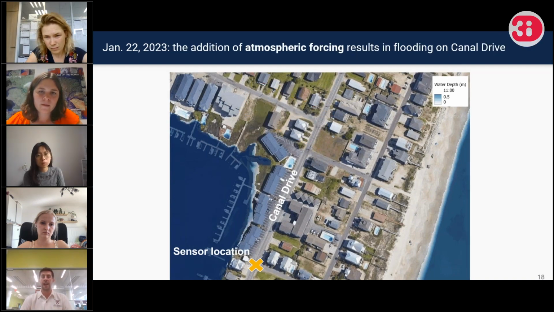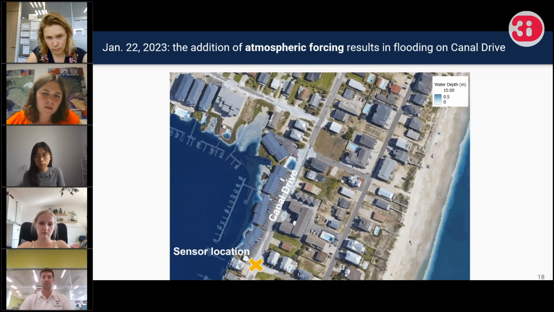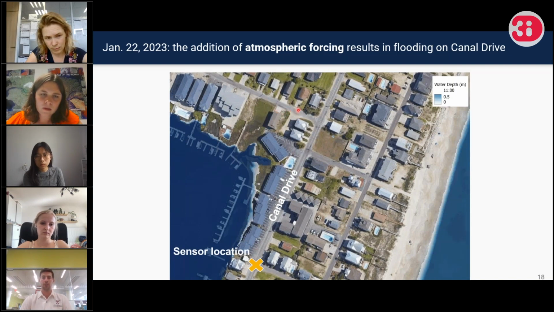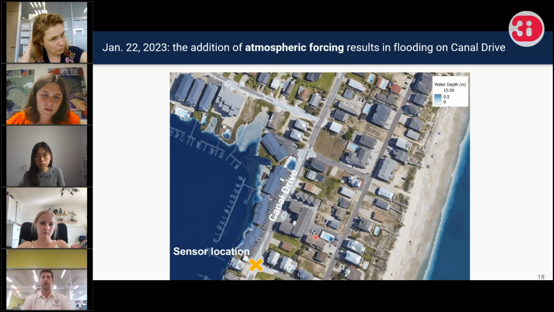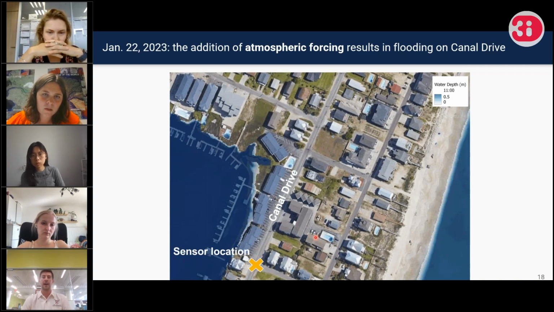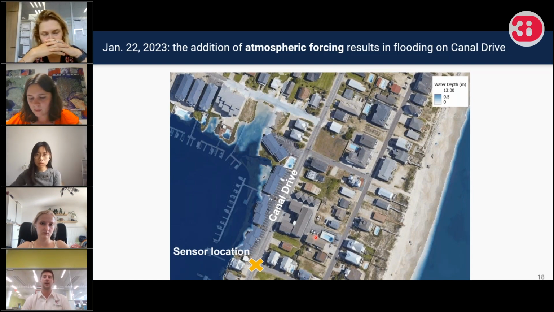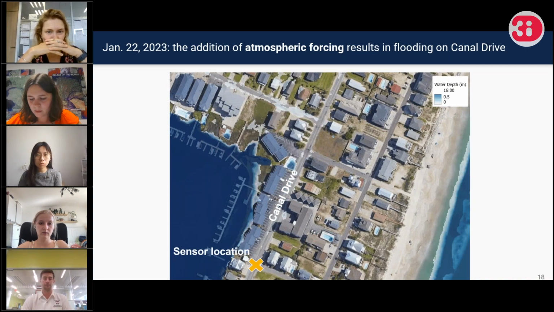But when we turn on atmospheric forcing in our flooding model, we see a different story. The contributions of tides plus atmospheric effects, namely wind, push water levels high enough that they move around the corner to our sensor on Canal Drive. The simulation with tides, atmospheric effects, and rain shows similar results, but with slightly deeper flood levels from the additional rainfall runoff. By hindcasting events with different combinations of flooding drivers activated, we can quantify the contributions of tides, wind, and rain to flooding at our study site.